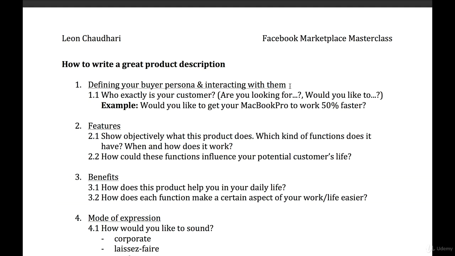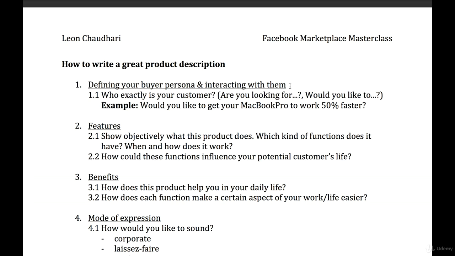Then number 2, features. So first of all, what we're going to talk about is the objective reality. So what exactly does the product do? So what you should say is, of course, what the product does, but you should not say what the product does not do or what the product is not good at doing. So there's a very special differentiation here because we want to be objective, but objective in the sense that we only look at the features with which we can sell our product.